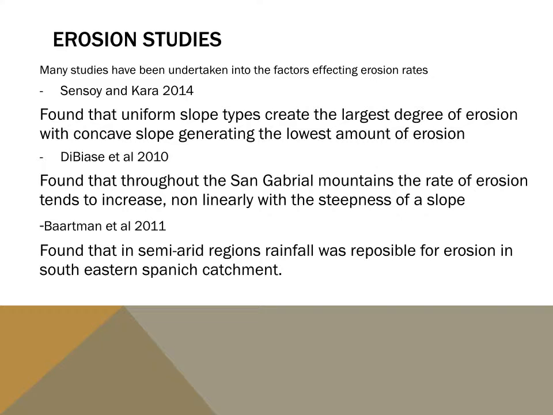And Bartman et al. 2011 found that especially in semi-arid regions, rainfall events are responsible for the main part of soil erosion. This was found using event-based soil erosion models, where 4 typical rainfall events were trialled on a medium-sized catchment in southeastern Spain.